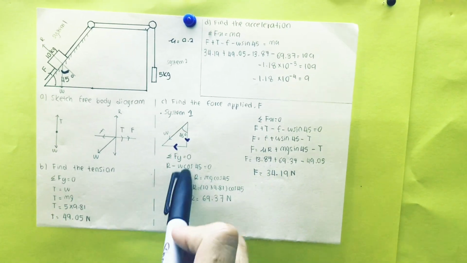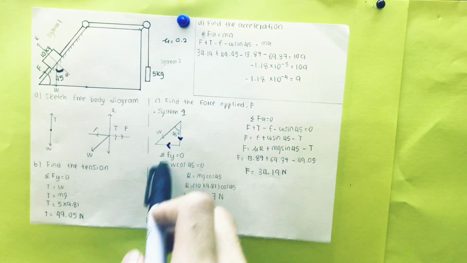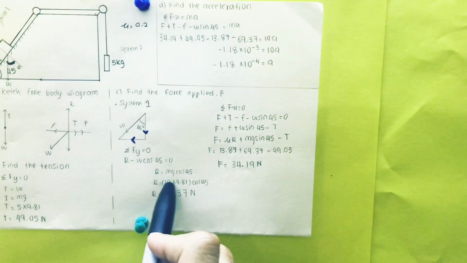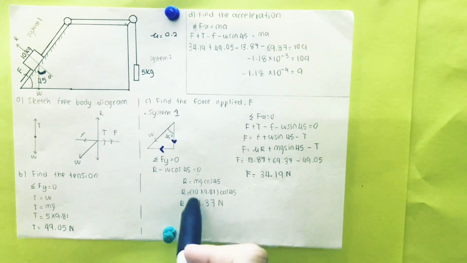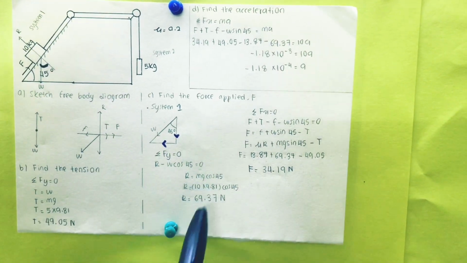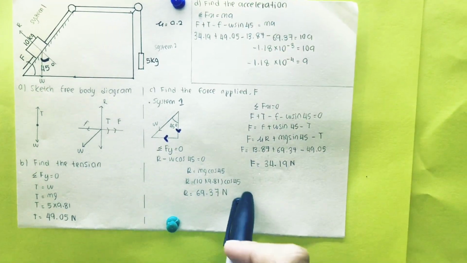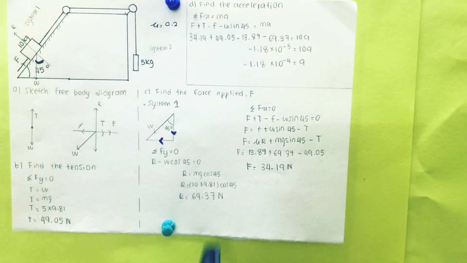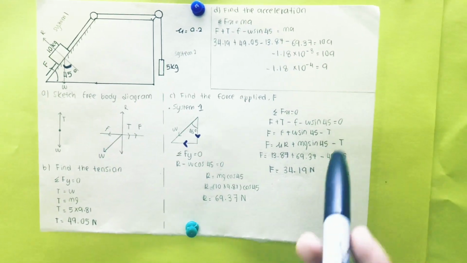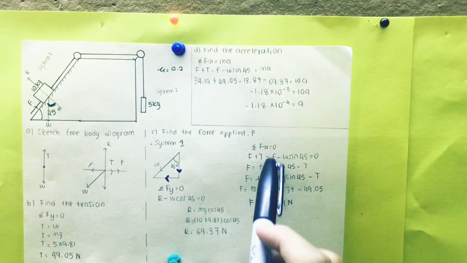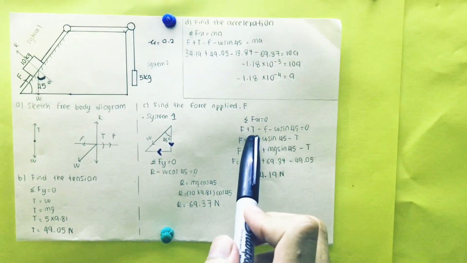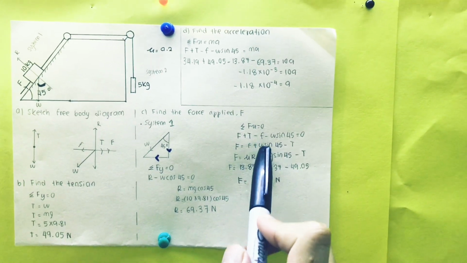Why cos? Because it is not opposite to the angle. So R equal to mg cos 45. So R equal to 10, because the mass is 10, times g, gravity, 9.81, bracket cos 45. So we got the answer. Reaction force is 69.37 Newton.